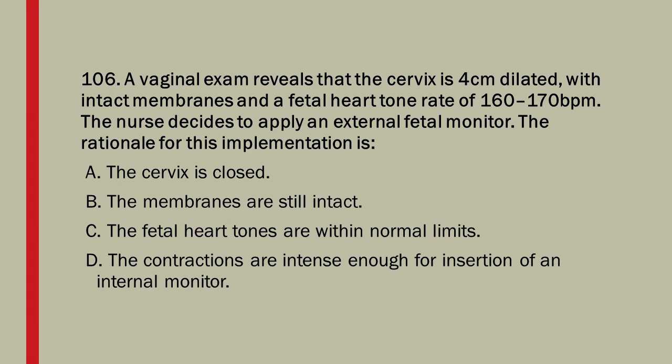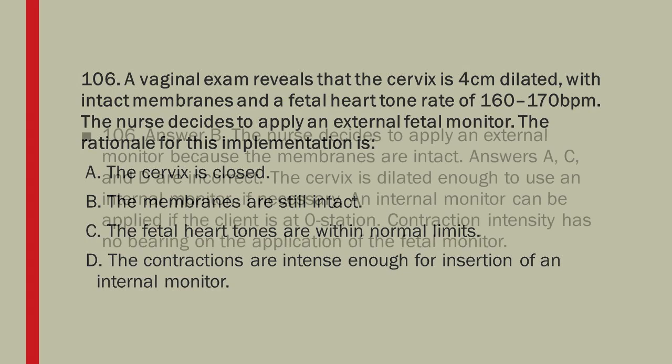106. A vaginal exam reveals that the cervix is 4 cm dilated with intact membranes and a fetal heart tone rate of 160 to 170 bpm. The nurse decides to apply an external fetal monitor. The rationale for this implementation is A. The cervix is closed. B. The membranes are still intact. C. The fetal heart tones are within normal limits. D. The contractions are intense enough for insertion of an internal monitor.